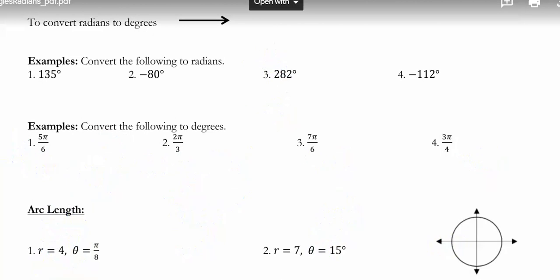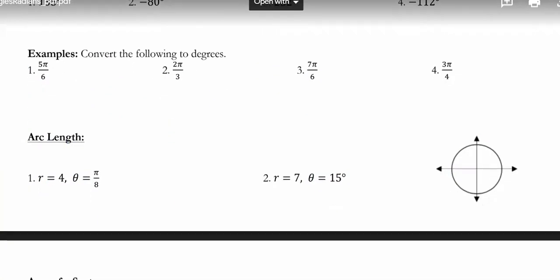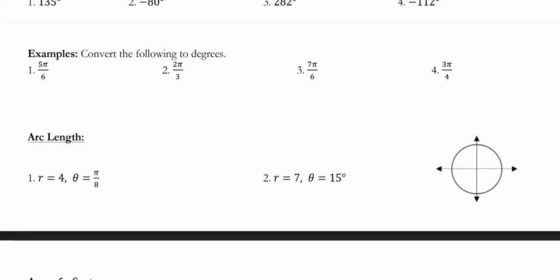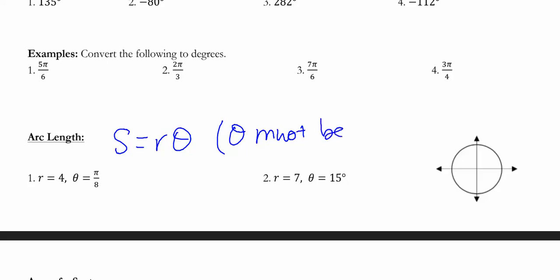So now let's go ahead and talk about arc length. The formula for arc length is S equals R times theta. R is the radius. Theta is the angle. And in order to use arc length, theta must be in radians. In order to use this formula, theta must be in radians.